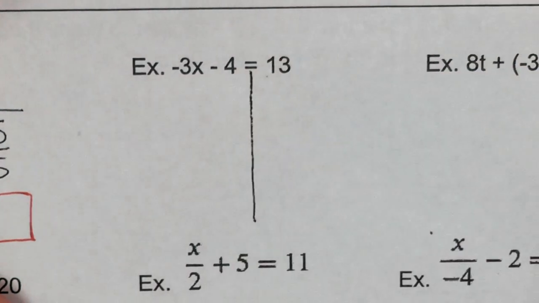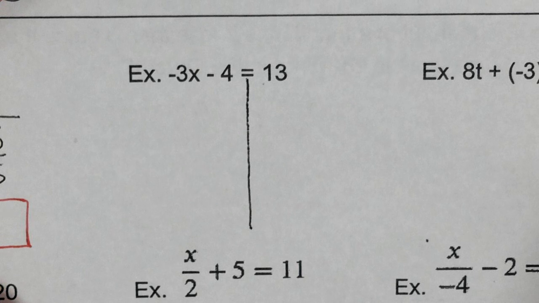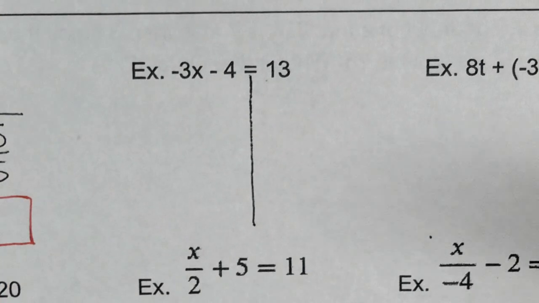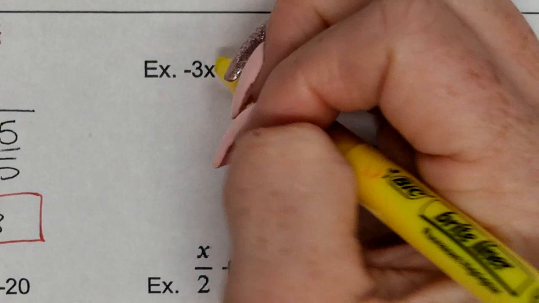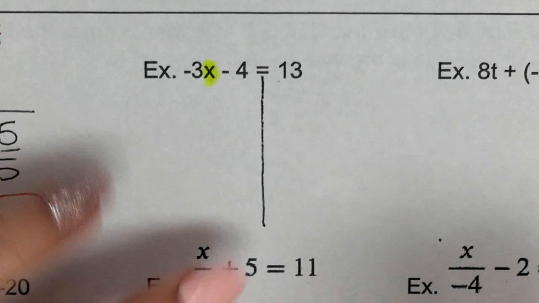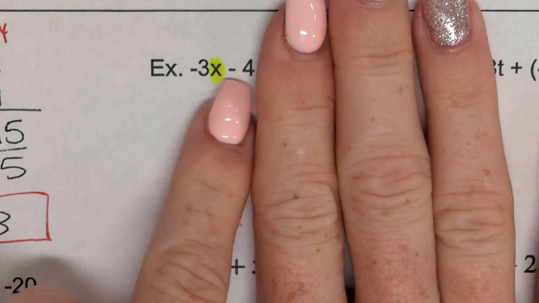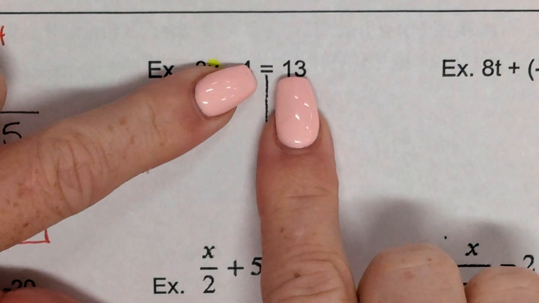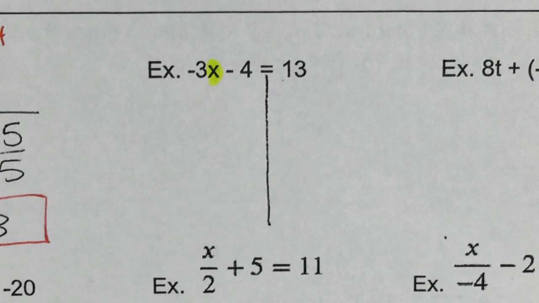Separate the left from the right. All right, what's my goal? Isolate the variable. Where's the variable? Right there on the left. It's an x. Step 1, combine like terms. So look, is there any like terms? No? Over here? No. Step 2, move the constant by adding or subtracting.